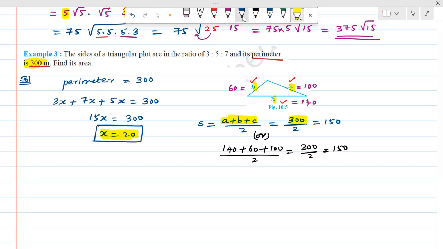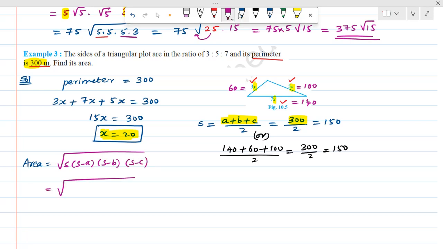Now this is the same as usual. The area is given by, what is the rule? It is square root of s times s minus a, s minus b, s minus c. So what is s here? Square root of s, s is nothing but 150. Then 150 minus 140, which is 10. 150 minus 100, which is 50. And 150 minus 60, which is 90. Now I will go through this separately. You can just separate the root.